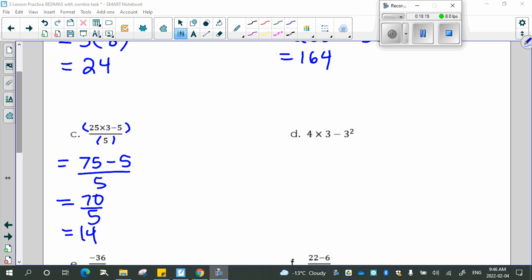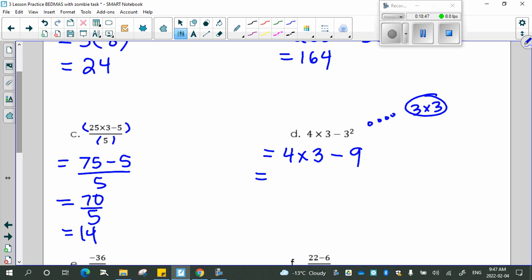All right, the next one for D, no brackets, but there is an exponent, so I would do that first. So I still need to write down my 4 times 3, even though I'm not using it yet, minus 3 squared. I'm thinking 3 times 3 in my head, okay, so this is my thinking here, is 9, so that should be my first step, okay? So then, is there division or multiplication? Yes, there's multiplying, so I do that next. 4 times 3 is 12, minus 9 is 3.